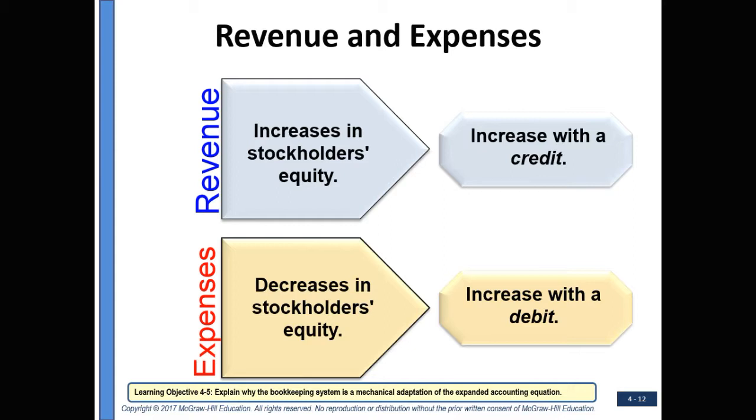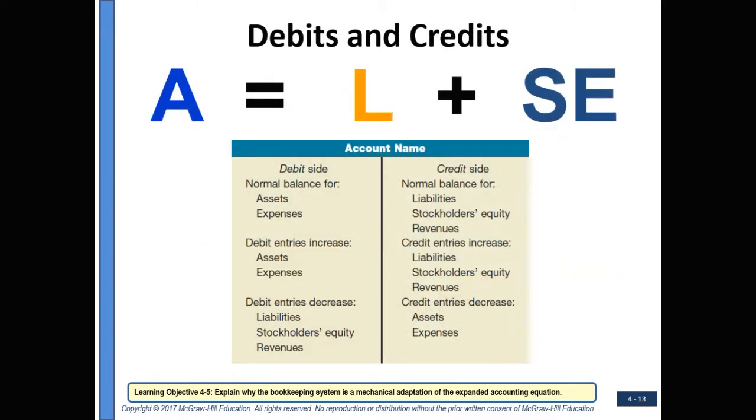Our next slide, which represents the accounting equation, also contains a little bit of a chart here for you that talks about normal balance and how something will increase or decrease, whether it's on the debit side or the credit side. The normal balance of assets and expense accounts is the debit side, because debit entries are the means through which we increase these accounts. Credit entries in asset and expense accounts decrease those accounts.